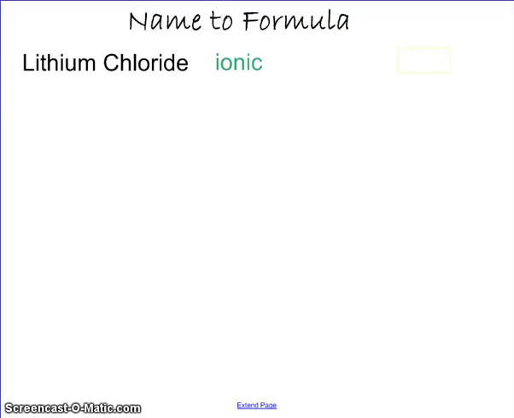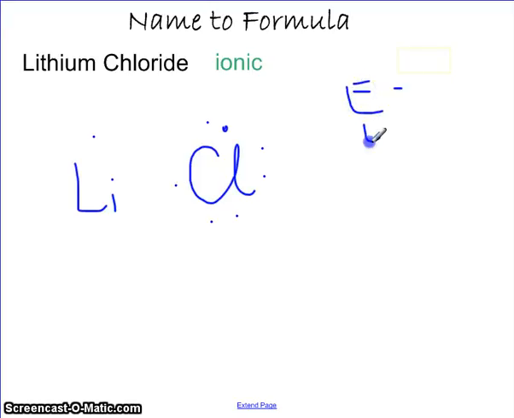Just to go back even further, lithium is in group 1A, therefore it has one valence electron. Chlorine is in group 7A, therefore it has 7 valence electrons. And one of the differences between ionic compounds and covalent compounds is that in ionic compounds, the electrons actually transfer, which means the electrons are actually moving from one atom to another.